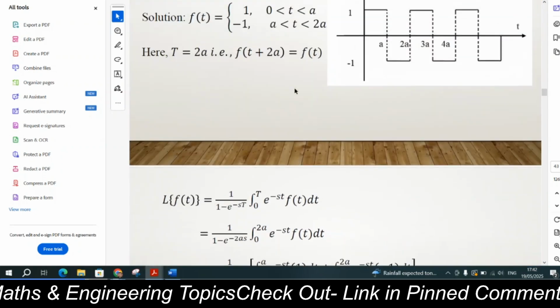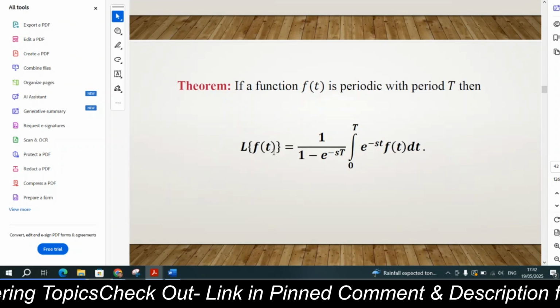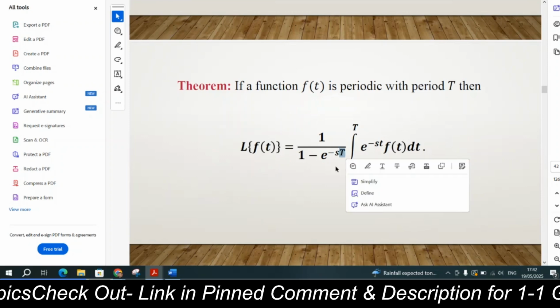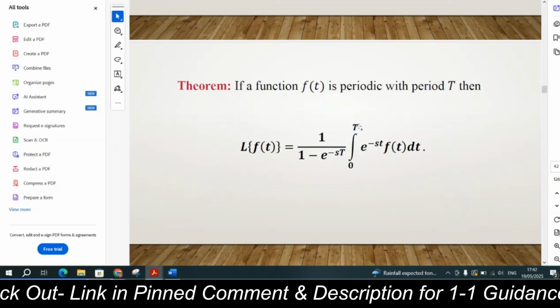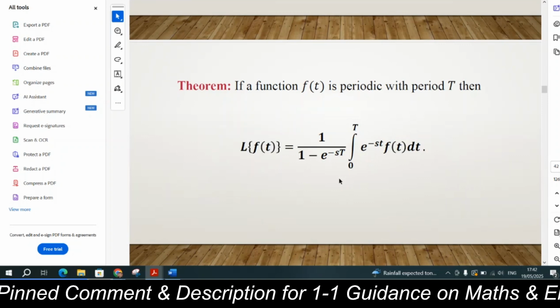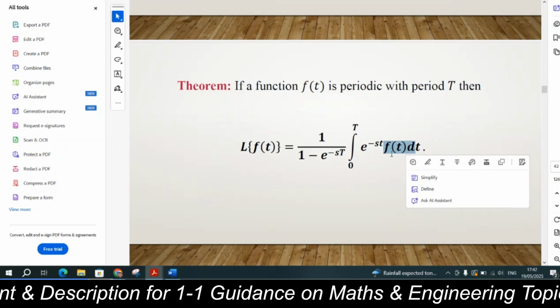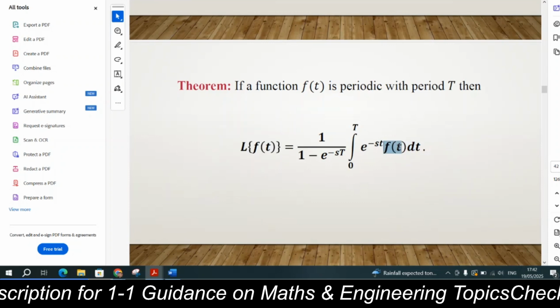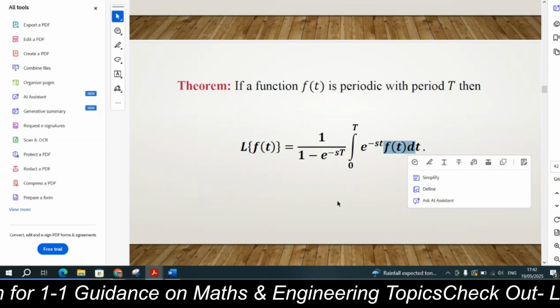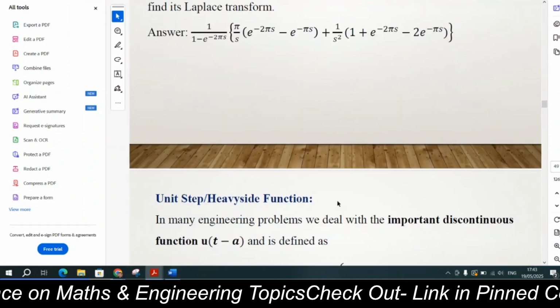Okay, so in that case, I directly substitute f(t) as either t or pi minus t. That's correct. So what happens is this t will be replaced by 2 pi. And then this 0 to 2 pi, you will split up into 0 to pi and pi to 2 pi, separate integrals. From 0 to pi, the f(t) value will change to t, and from pi to 2 pi, the f(t) value will change to pi minus t. Okay, got it. And then you have to solve it. Is that clear? Yeah, I can do that on my own. Okay, fine. What next?